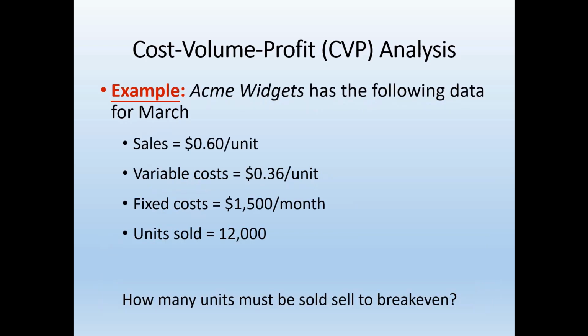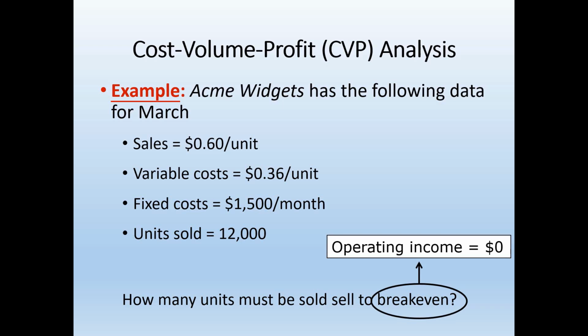ACME Widgets sells its product for 60 cents per unit. Each unit has 36 cents of variable costs. The firm has $1,500 of fixed costs each month, and currently they sell 12,000 units per month. Let's say that we want to know how many units must be sold in order for the firm to break even.